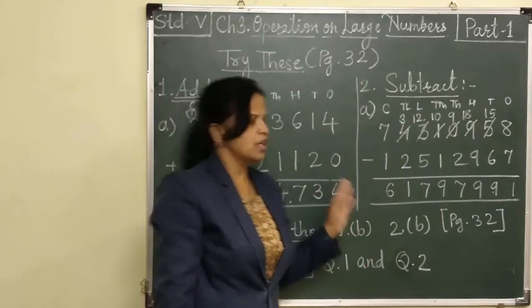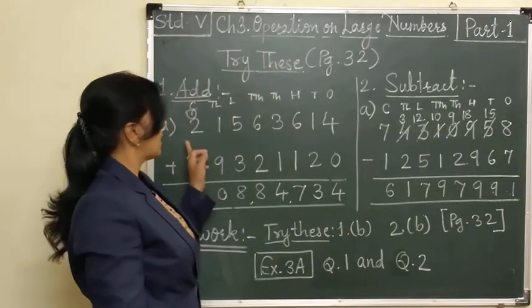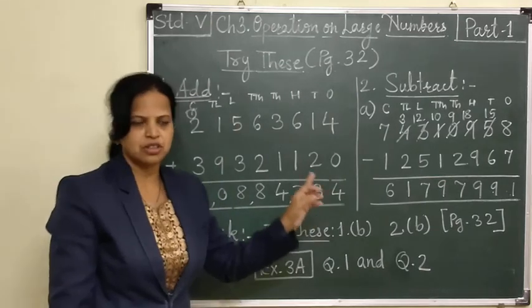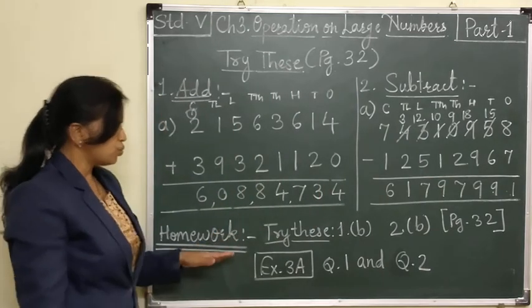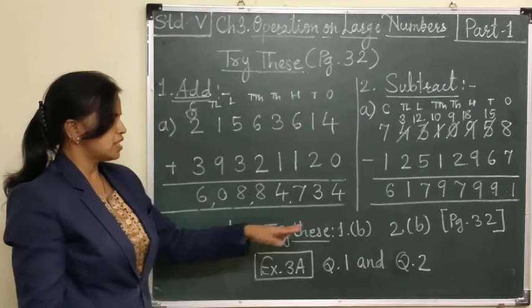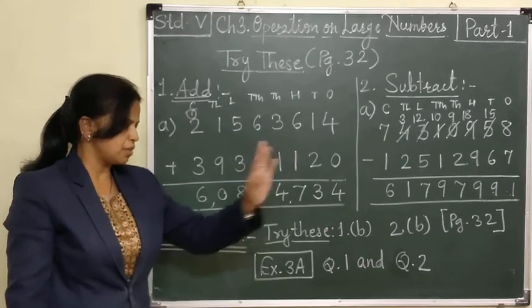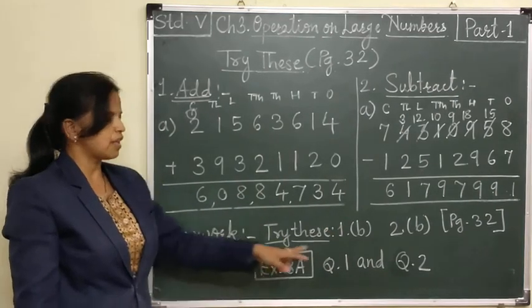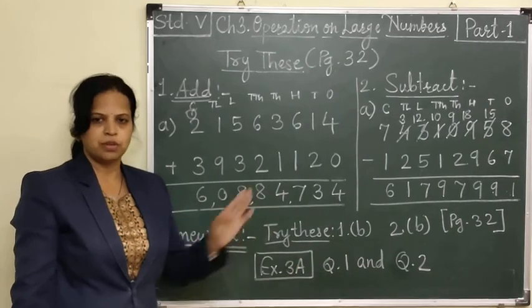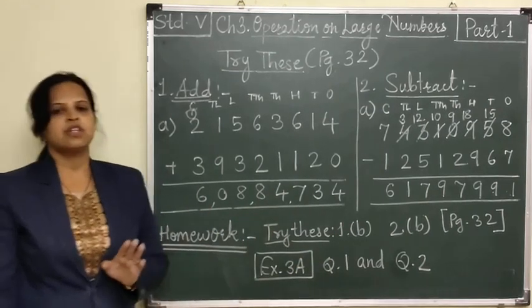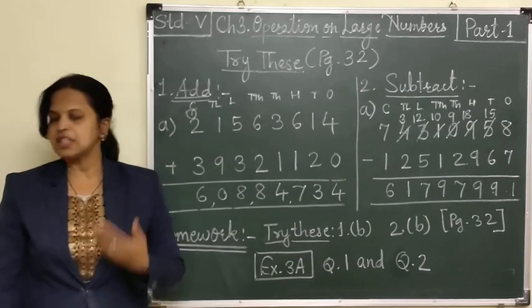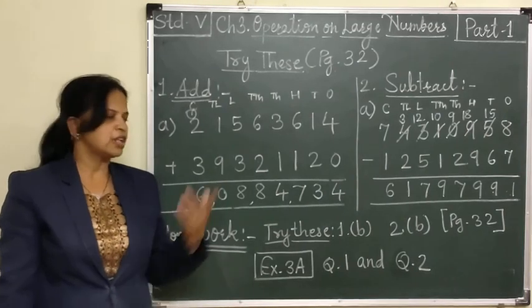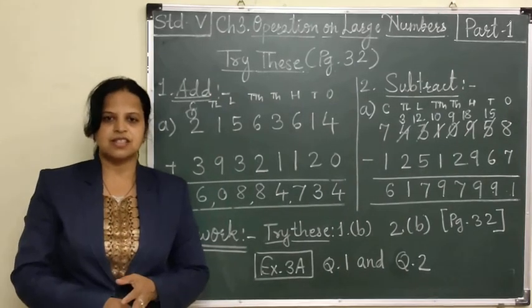This way I have shown you one addition and one subtraction, and we have solved them here. Now you can complete the Try These first B and second B questions, and exercise 3A, question number 1 and question number 2. In the next video we are going to see the third question, that is simplify. Till then, complete all these questions. Thank you.